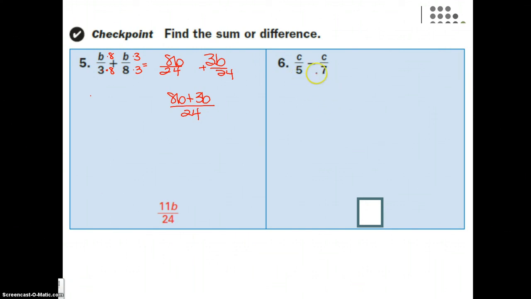5 and 7 don't divide by anything but 1, so we multiply them together to get 35 as our common denominator. 7 times 5, so we multiply 5 times 7 is 35. Take 7 times c, which is 7c. 7 times 5 is 35 again. Multiply c times 5, which is 5c. Subtract the numerators. You have 2c over 35.